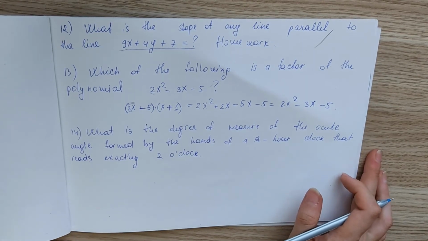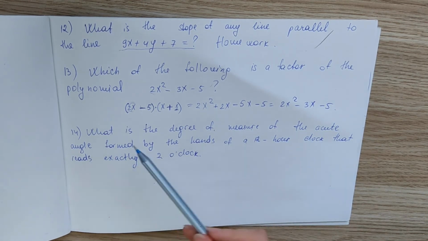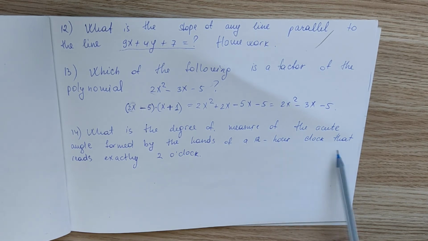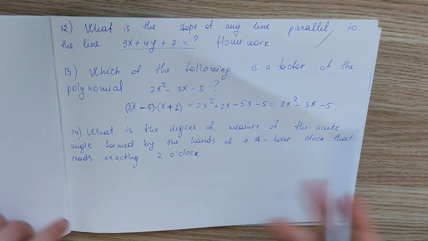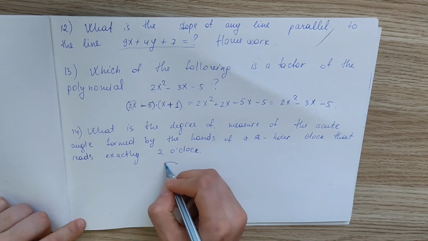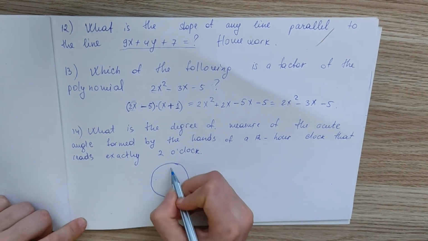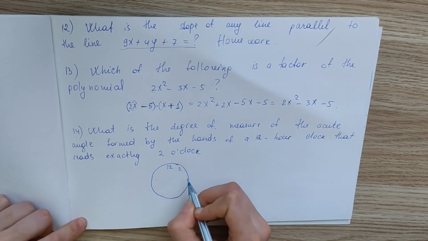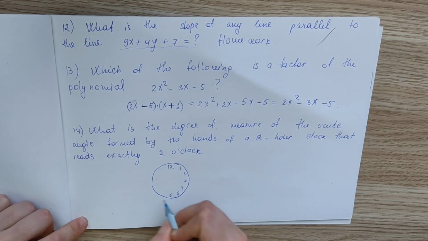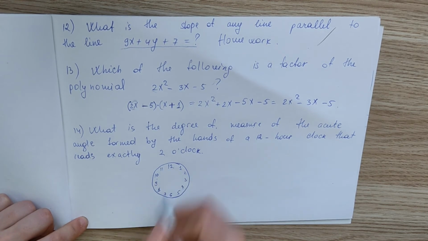And next question. What is the degree measure of the acute angle formed by the hands of a 12-hour clock that reads exactly 2 o'clock? This is a little bit tricky question. Let it be our clock. 12, 1, 2, 3, 4, 5, 6, 7, 8, 9, 10, and 11.